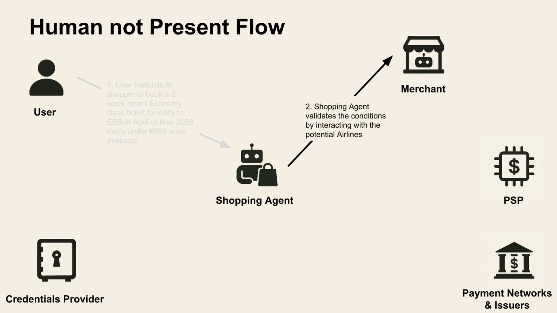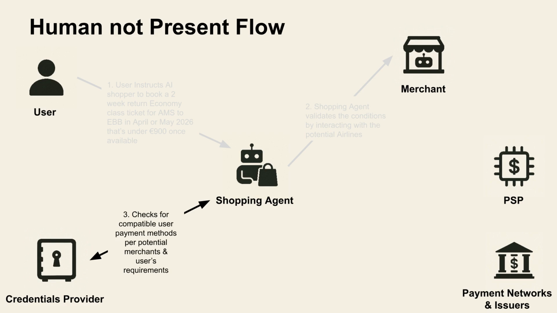Step 2. The shopping agent interacts with potential merchants, like airlines, to validate the purchase conditions. This could manifest as the shopper agent checking which airlines operate in the requested route, confirming their accepted payment methods, fare ranges, schedules, baggage allowance, and other ticket conditions. Step 3. The shopping agent checks the credentials provider for compatible user payment methods based on the requirements of the user and the potential merchants.